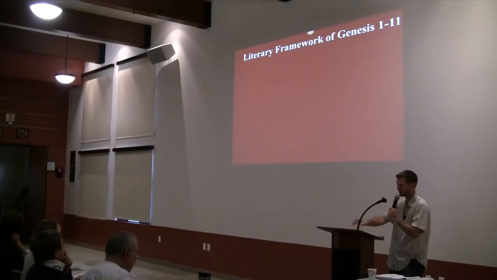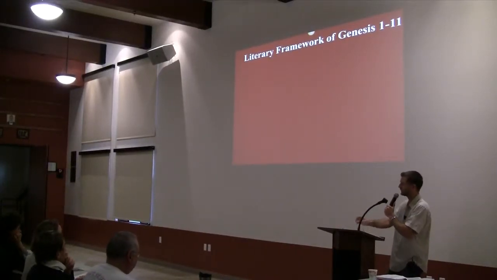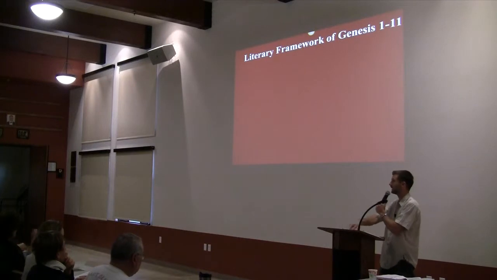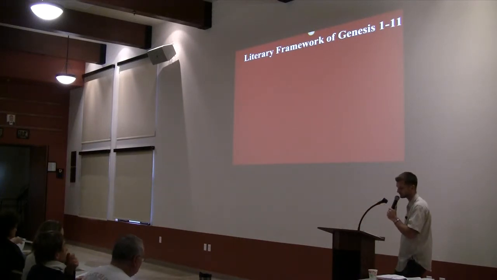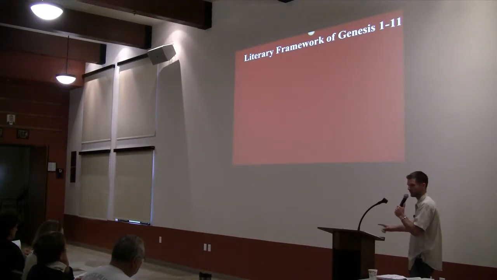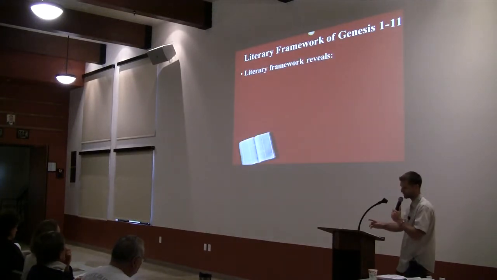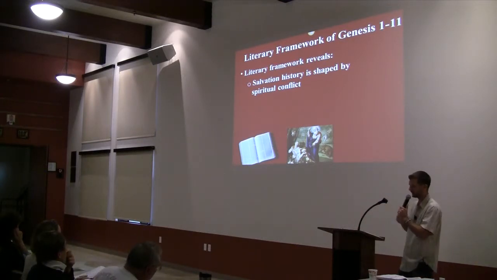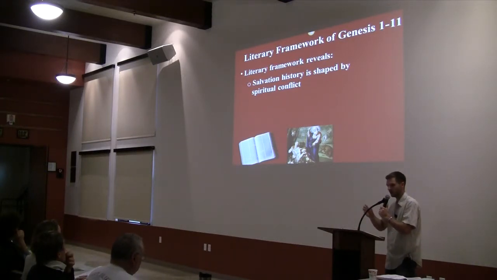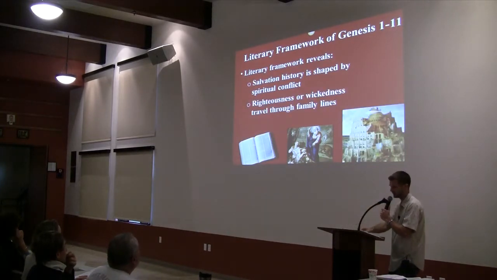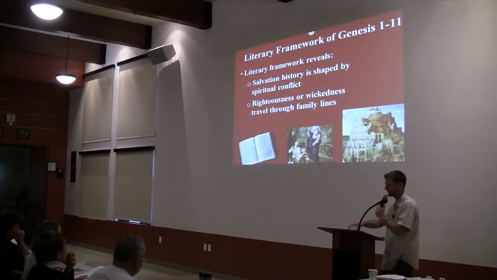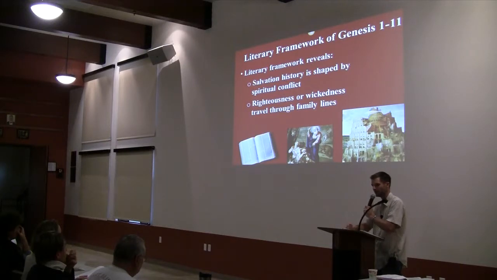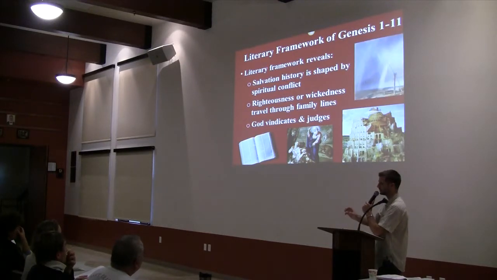The first 11 chapters show us the relationship between Adam and Eve, Noah, then Abraham, and really the rest of the people in the Bible. And the literary framework reveals that salvation history is shaped by this spiritual conflict between the godly and the ungodly, right? And that righteousness or wickedness travels down through family lines, but then that God vindicates his family and judges those who corrupt his kids.